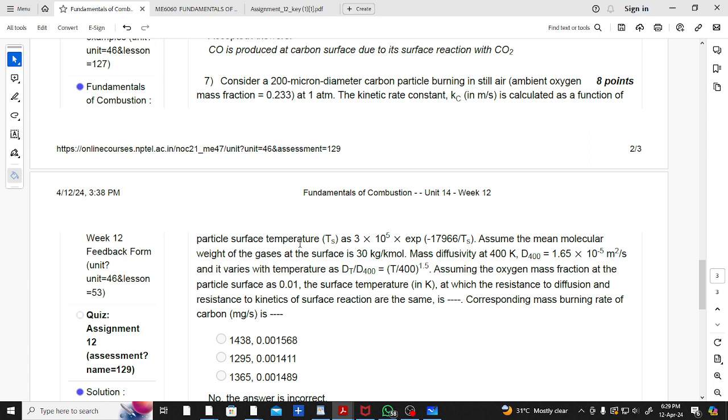Okay, try to think about this question and then I will explain. First read it, think about it, and I will tell you something. See, basically, they have given the empirical correlation for Kc, the kinetic rate constant, and the diffusion coefficient D at the temperature T. So you need to use this Kc and T and find the surface temperature and the mass burning rate of carbon.